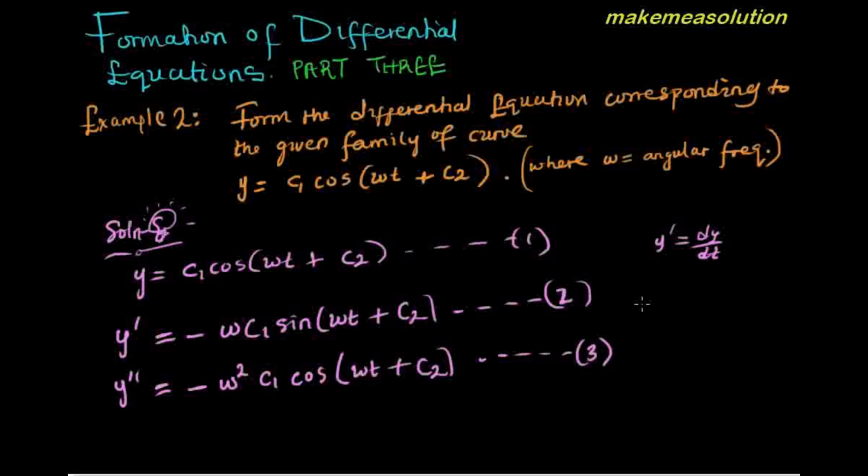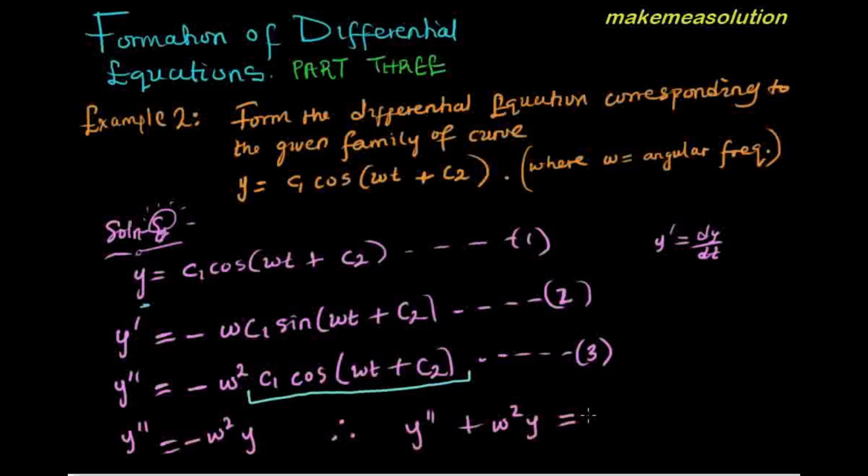Just like we treated in example 1, you discover that now equation 3 and equation 1 look similar to each other. In fact, if you study this term very carefully, this particular place from here to here, you discover that it's just like the term y. So we can actually say that y double prime is equal to minus omega squared y, or y double prime plus omega squared y is equal to 0. So this is the differential equation for this system.